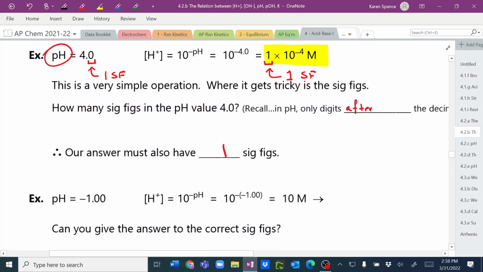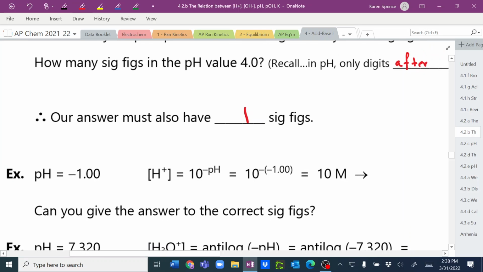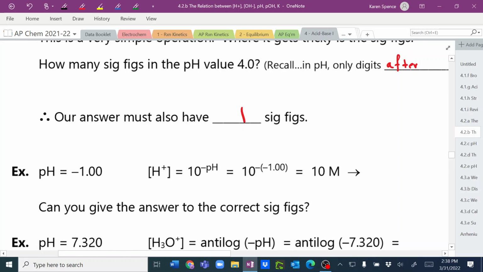So if the pH is -1, then the hydrogen ion concentration is 10 to the negative pH. So it's going to be 10 to the 1, so that is 10 molar. And I don't know why I have an arrow there. Oh yeah, because we need it to have correct sig figs. What would that be to correct significant figures? 1.0 times 10 to the 1 molar, or you could write 10 molar, but that's not usually as nice. Yeah? Okay.